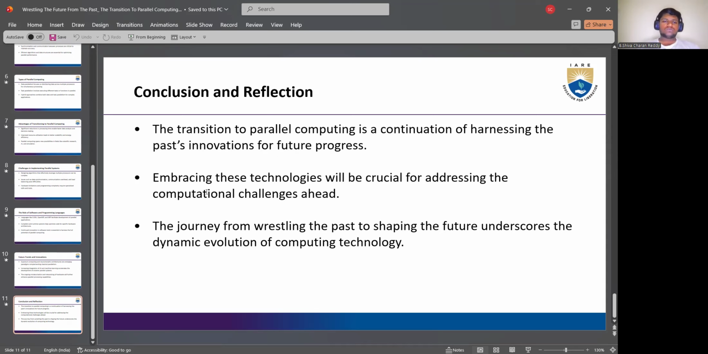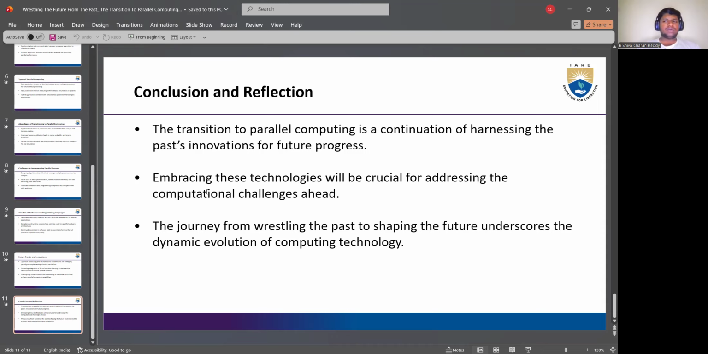Coming to the conclusion, the transition to parallel computing is a continuation of harnessing the past for innovation and future progress. Embracing these technologies will be crucial for addressing the computational challenges ahead. A journey from wrestling with the past to shaping the future underscores the dynamic evolution of computing technology. So until now, the development that has been done in parallel computing has been made from many errors, like creating something new. The computing process itself has been developed over the last 100 years, day by day, error by error.